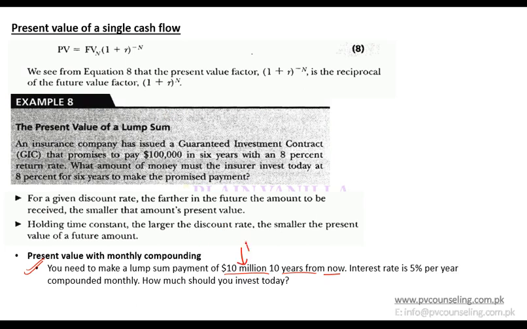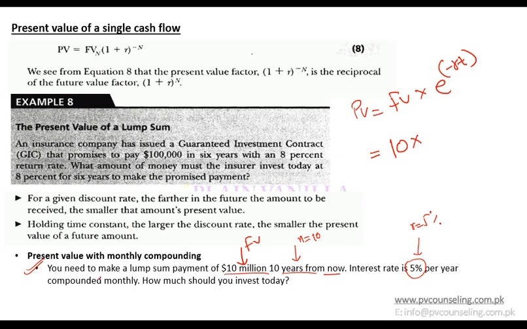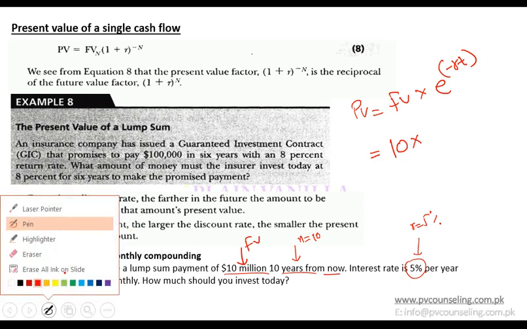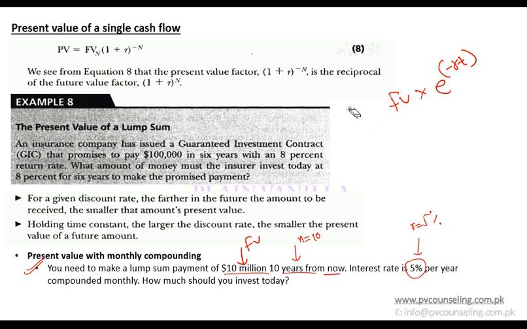So your future value is 10 million. You may need to make a payment of 10 million in future, and time is 10 years. Interest rate is 5. So what is the present value if it is continuously compounded? 6.07. So present value is future value multiplied by e to the power minus rt. So future value is 10 million. It is compound. Oh, okay, it is monthly. Sorry, I thought it is continuous. So it is monthly compounding.